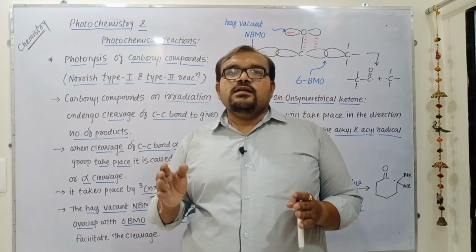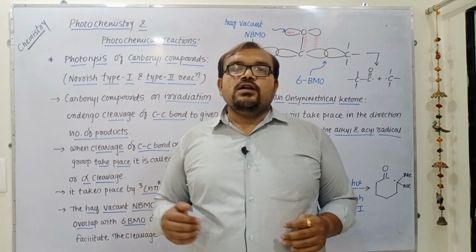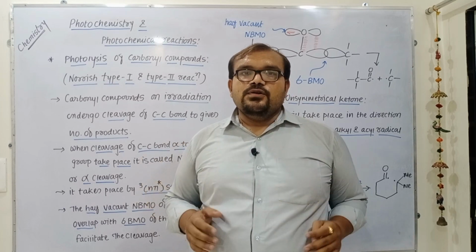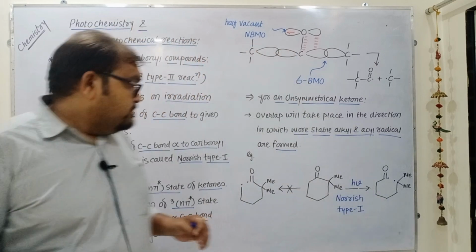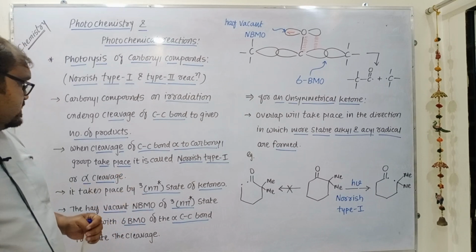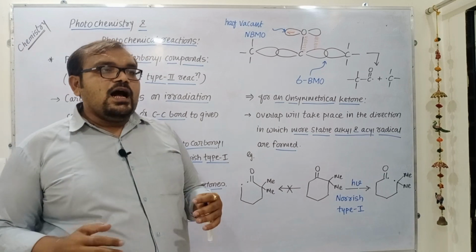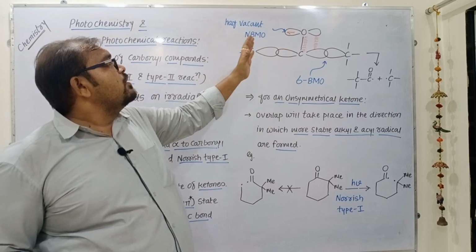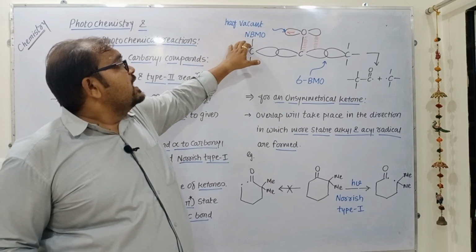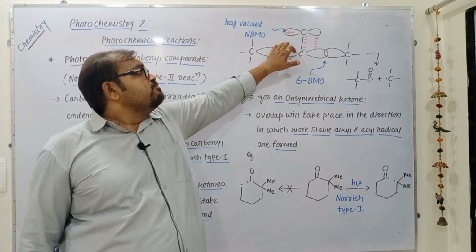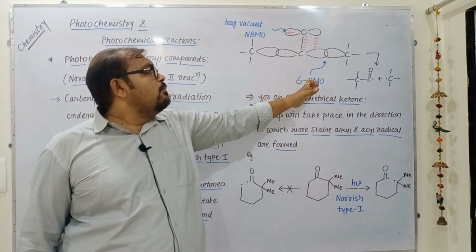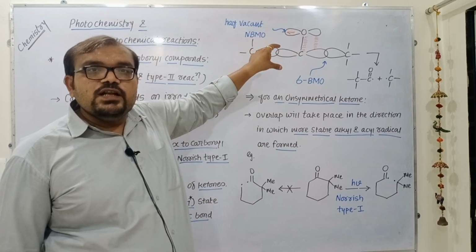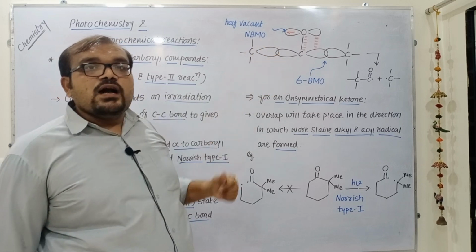When this carbon-carbon single bond cleavage alpha to the carbonyl group is carried out, this cleavage is known as either alpha cleavage or Norrish type 1 reaction. As we can see here, it takes place in the triplet n-pi star state of the ketone. And why is this cleavage alpha to carbonyl carried out? It can be seen from this figure that when the half vacant non-bonding molecular orbital, that is NBMO, of the triplet n-pi star state overlaps with the sigma bonding molecular orbital, sigma BMO, of the CC bond, this overlapping process will facilitate the alpha cleavage of the carbonyl compound.